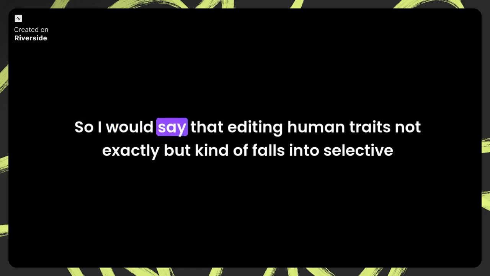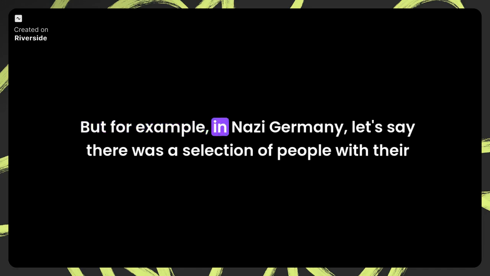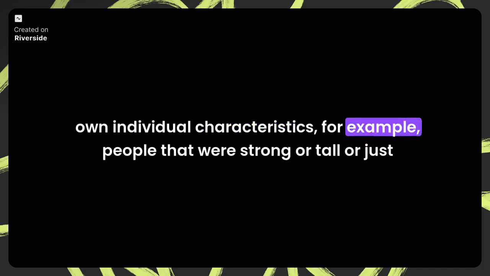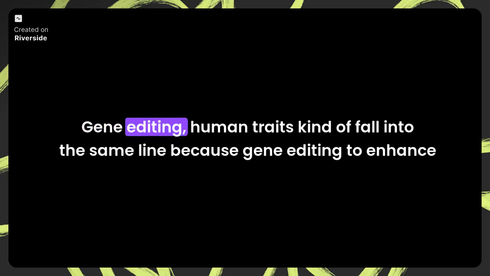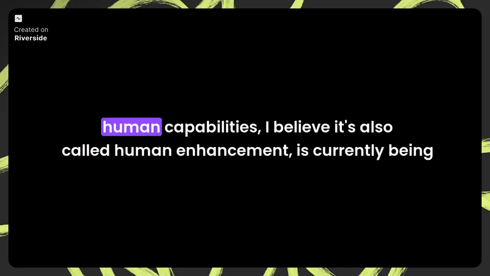So I would say that editing human traits not exactly, but kind of falls into selective breeding. This is a very drastic example, but for example, in Nazi Germany, let's say there was a selection of people with their own individual characteristics, for example, people that were strong or tall, all of those considerations that were taken into place to basically create that regime. Gene editing human traits kind of falls into the same line.